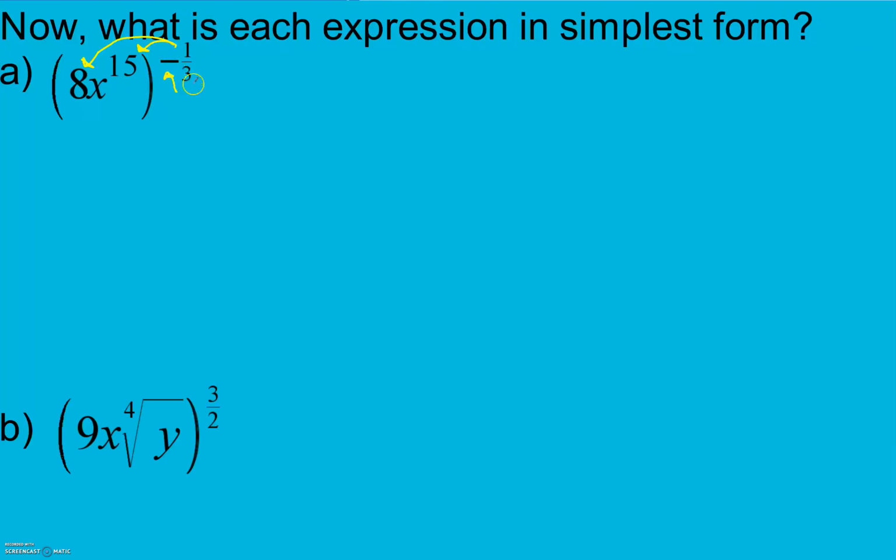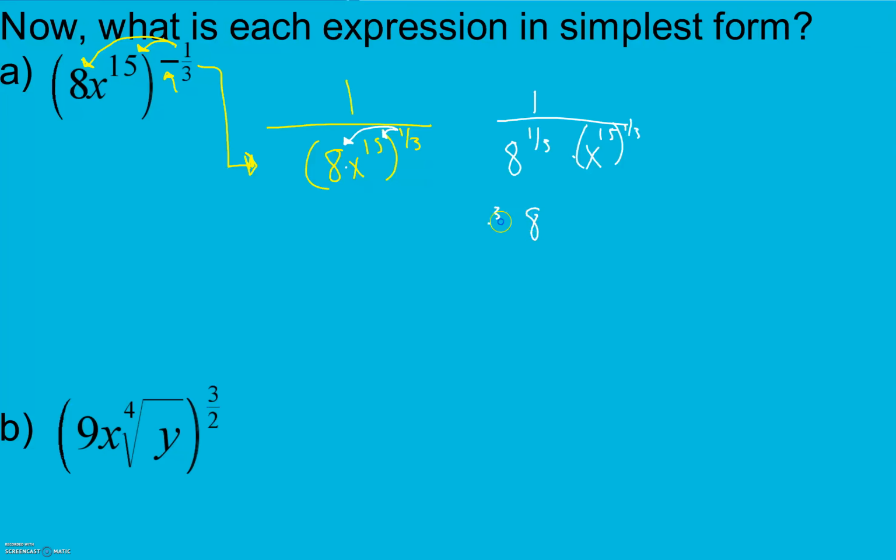So to make this positive, we move the whole thing to the denominator, and the only thing that we change here is that exponent to be positive, and there's a 1 in the numerator. Now, just like I did before, anytime I have a product to a power, I can take that power and distribute it. So I have 1 over 8 to the 1/3 times x to the 15th power raised to the 1/3.